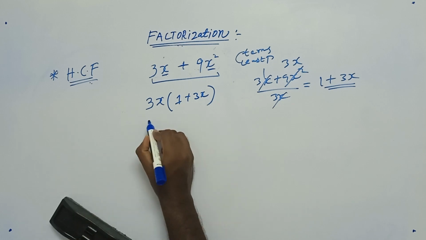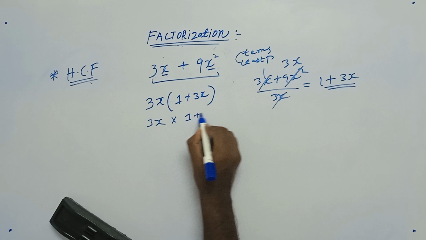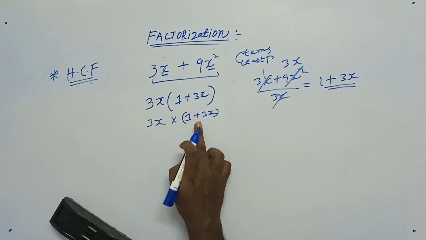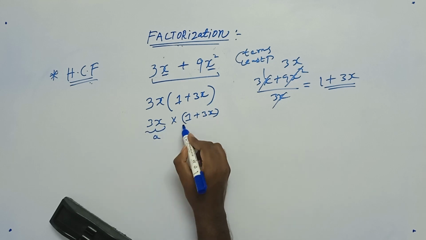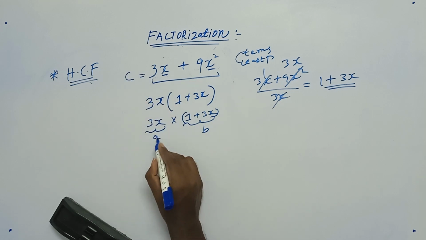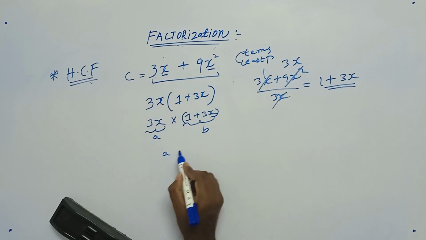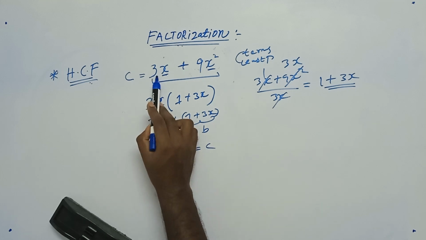Now we have 3x into 1 plus 3x. That means we have the product of two factors. Let's say this is factor A, this is factor B. Our quotient is C. That means A into B is equal to C. So the product of two factors is equal to C.